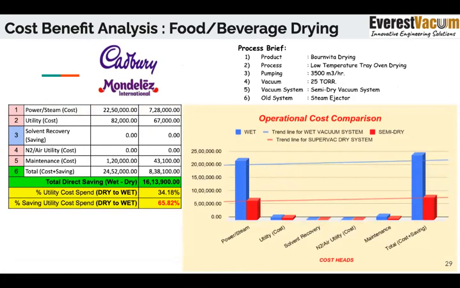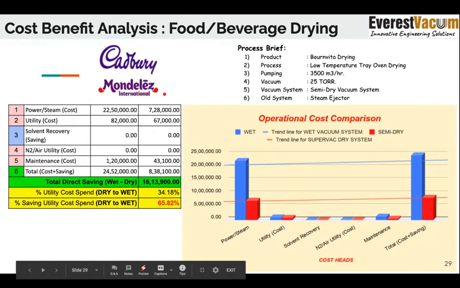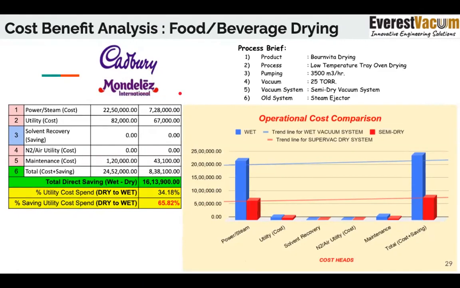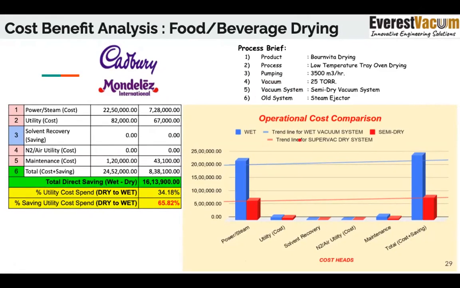Another example, which is an ongoing discussion for us with one of our customers. The customer has placed an RFQ for 11 such systems. This is Cadbury Mondelez, where he is currently using a steam jet ejector system, which he wants to replace with a semi-dry, not a completely dry, because here we are offering the customer a liquid ring pump with closed loop recirculation. The customer will be using a 3500 meter cube per hour system running at 25 torr ultimate process running vacuum.